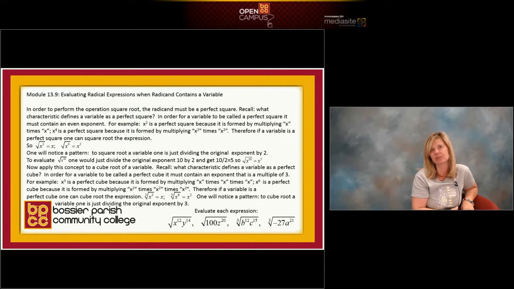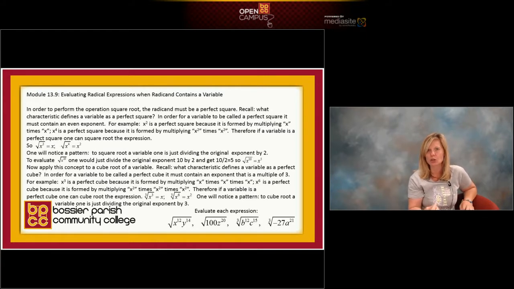Look at my next expression. Again, I had the square root of x to the fourth. What's the exponent? 4. Square root means to cut that exponent in half, to divide it by 2. What's 4 divided by 2? That's right, it's 2. So the square root of x to the fourth is x squared.